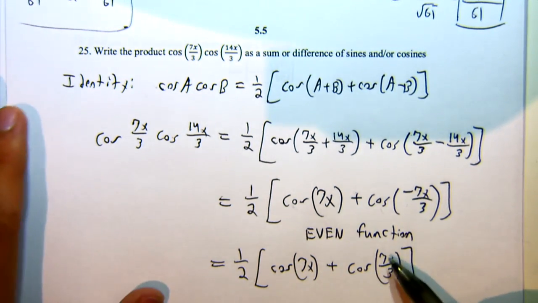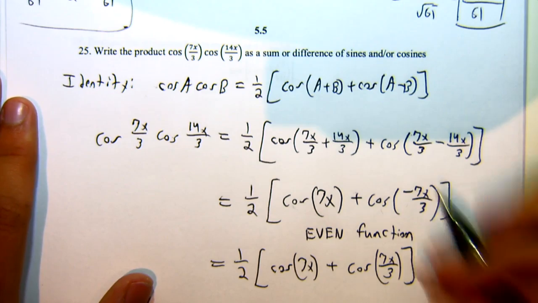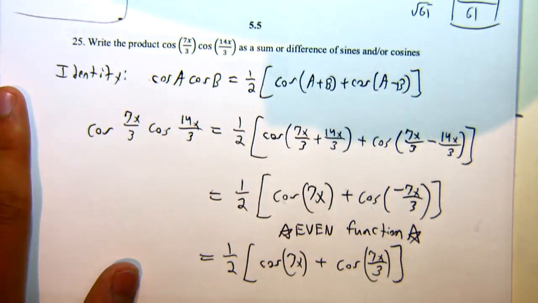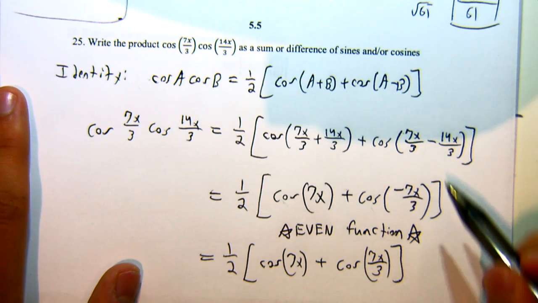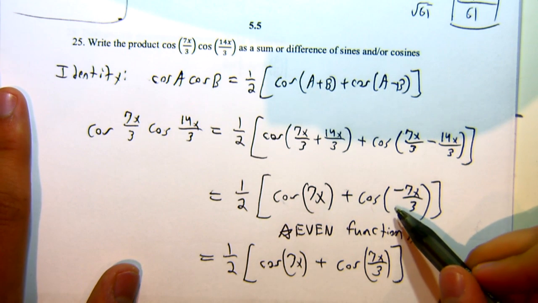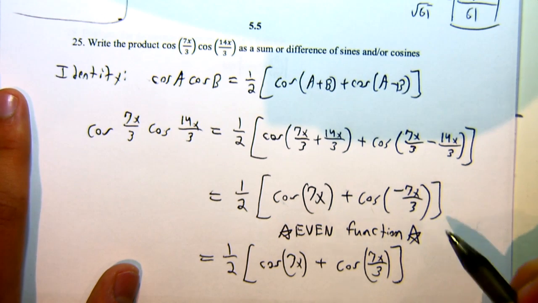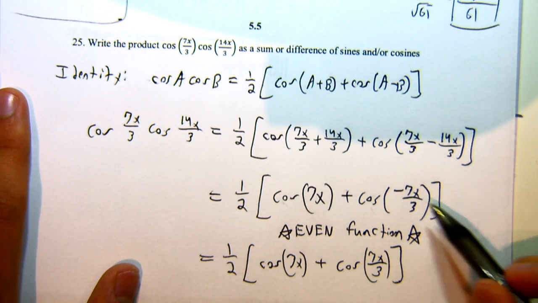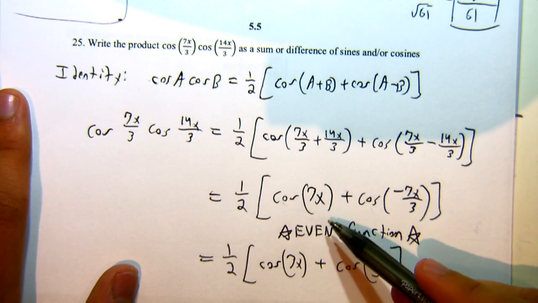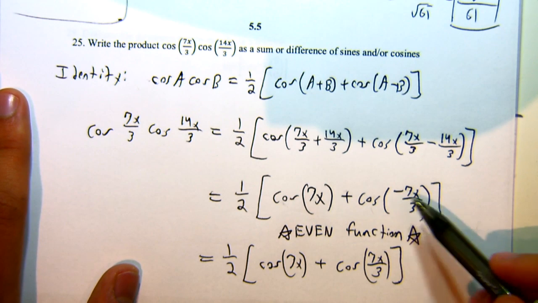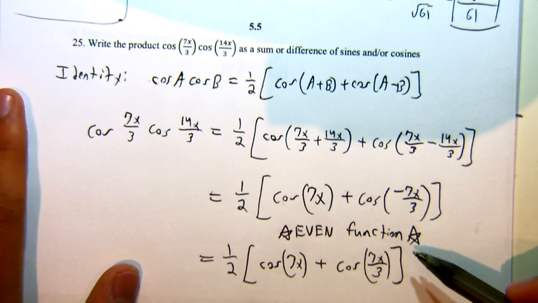So since we know that's an even function, this negative can just be taken out. So when you have a negative on the inside of an even function, it basically just goes away. If it was an odd function, then you can move that negative to the outside. So if this was, say, sine, this would become minus sine of 7x over 3. All right?